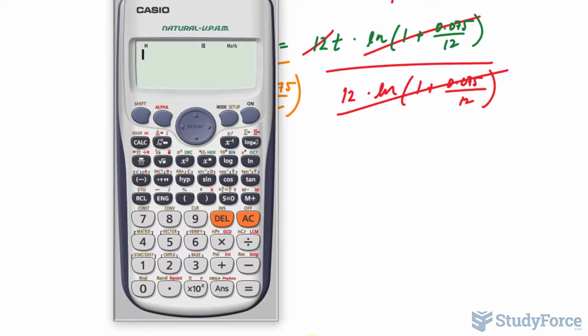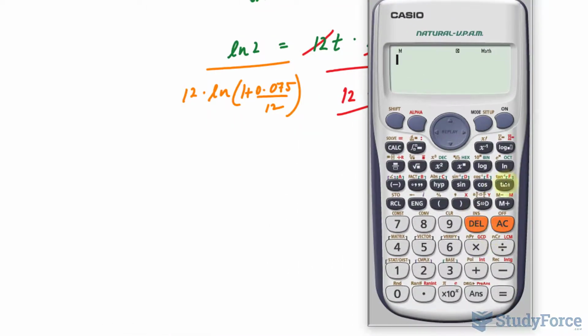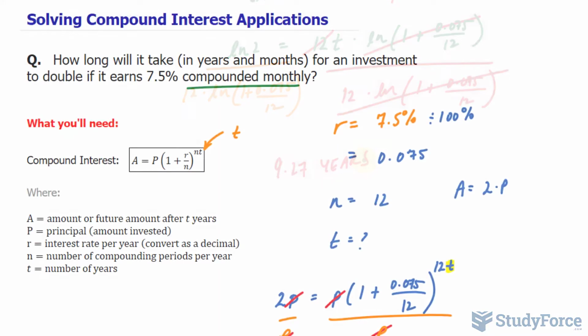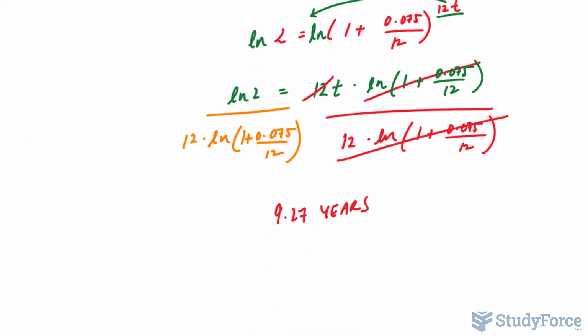Okay, let's go ahead and find out what the left side of the expression equals. Ln 2 divided by, in brackets, 12 times ln 1 plus, in brackets, 0.075 divided by 12, close, close. And we get 9.27 years. They want the answer in years and months. And we can't report 9.27 years. So I'll take 0.27 years and convert it into months.